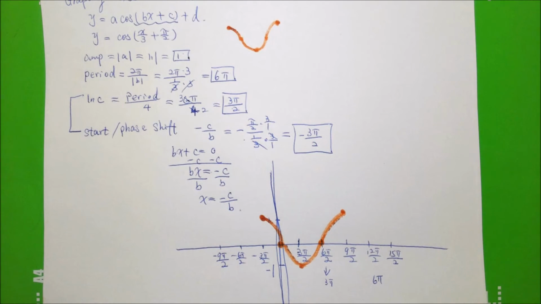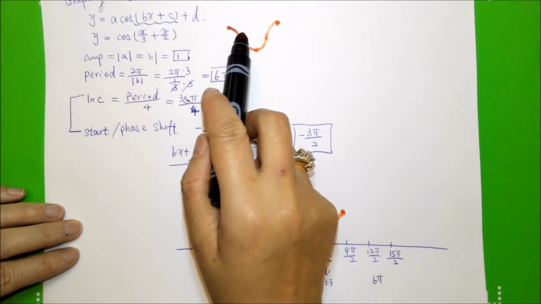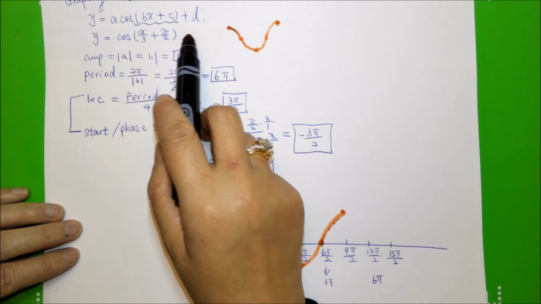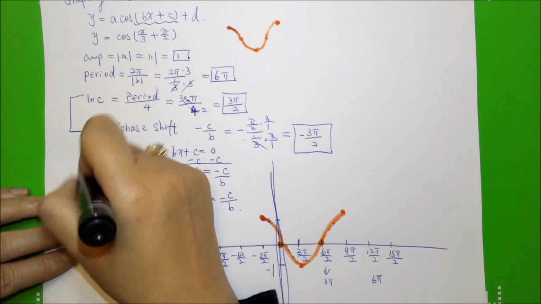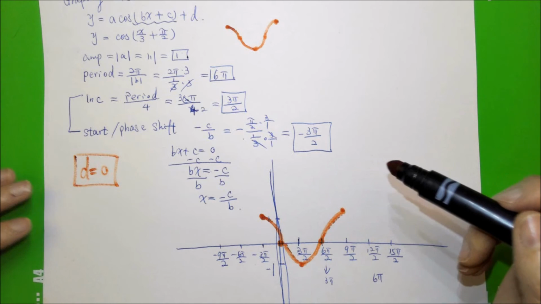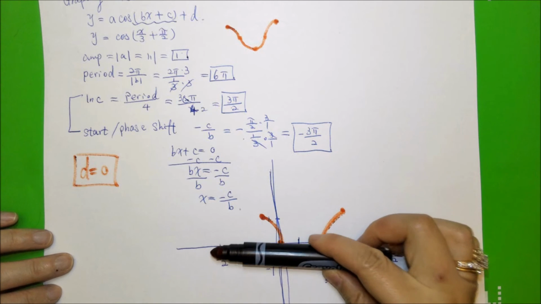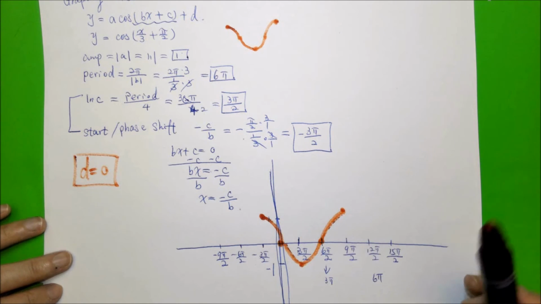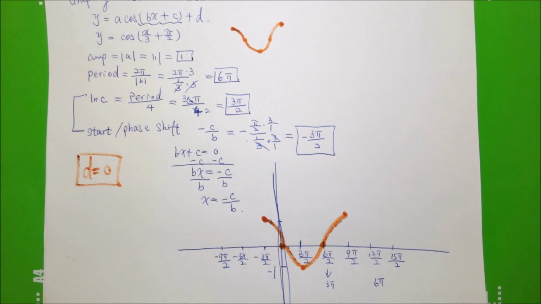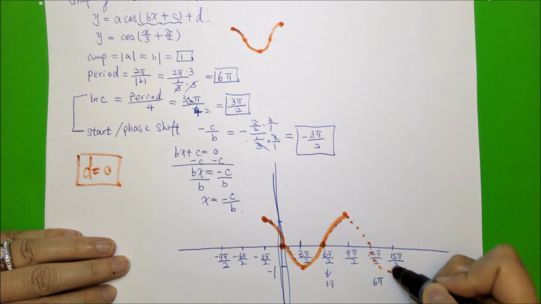At the end, I would like to see, have I translated my graph up or down? Which is, do I have a d value? If you look at the equation again, we have a closed parenthesis, and nothing else after the closed parenthesis, which means our d value equals 0. When d equals 0, that means I have not translated the entire graph up or down. My new x-axis will stay with the original x-axis. Of course, the cosine function is a periodic function. If I continually graph this cosine function, it would look like this.